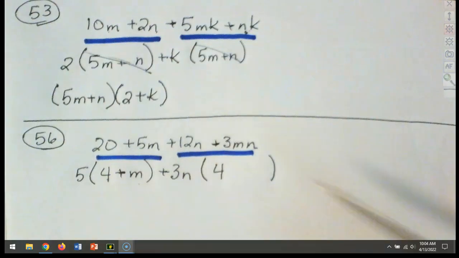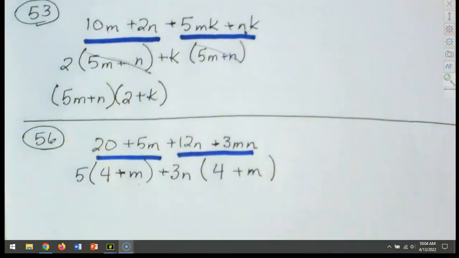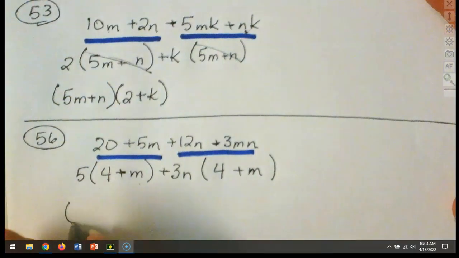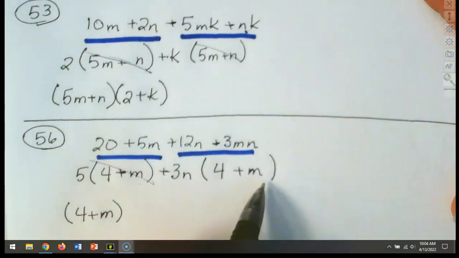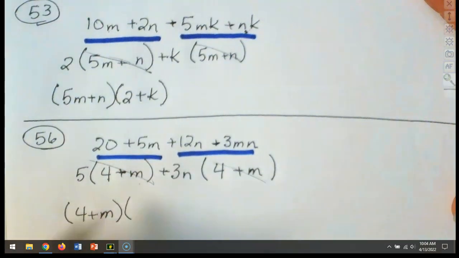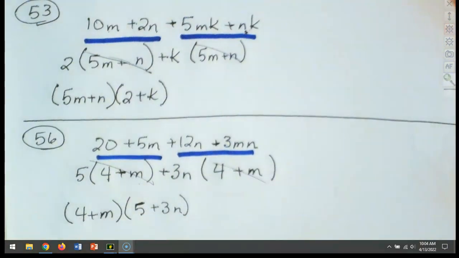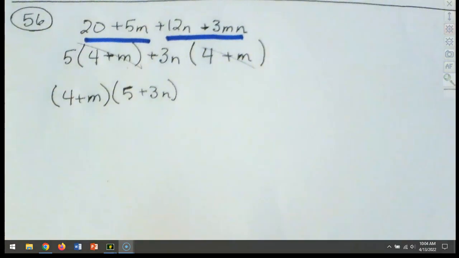The 3's cancel, the n's cancel, and what's left over? An m. Now, are my groupings, the parentheses, are they the same? Yep. So then what do we know? We know that what's going to come out in front is a 4 plus m. Gone and gone. What's left over now? 5 plus 3n. And that is your fully factored, finished answer. They're not too bad once you start getting the hang of how these work.